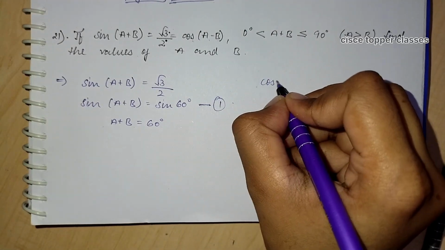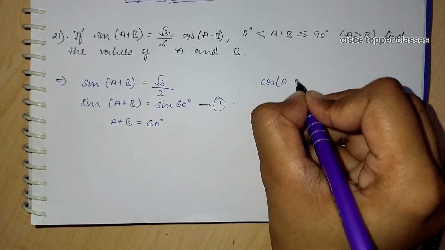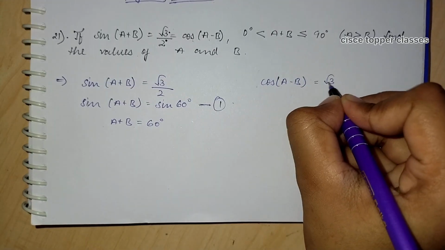Now again, in the same way, we can write cos (a minus b) as equal to under root 3 by 2.